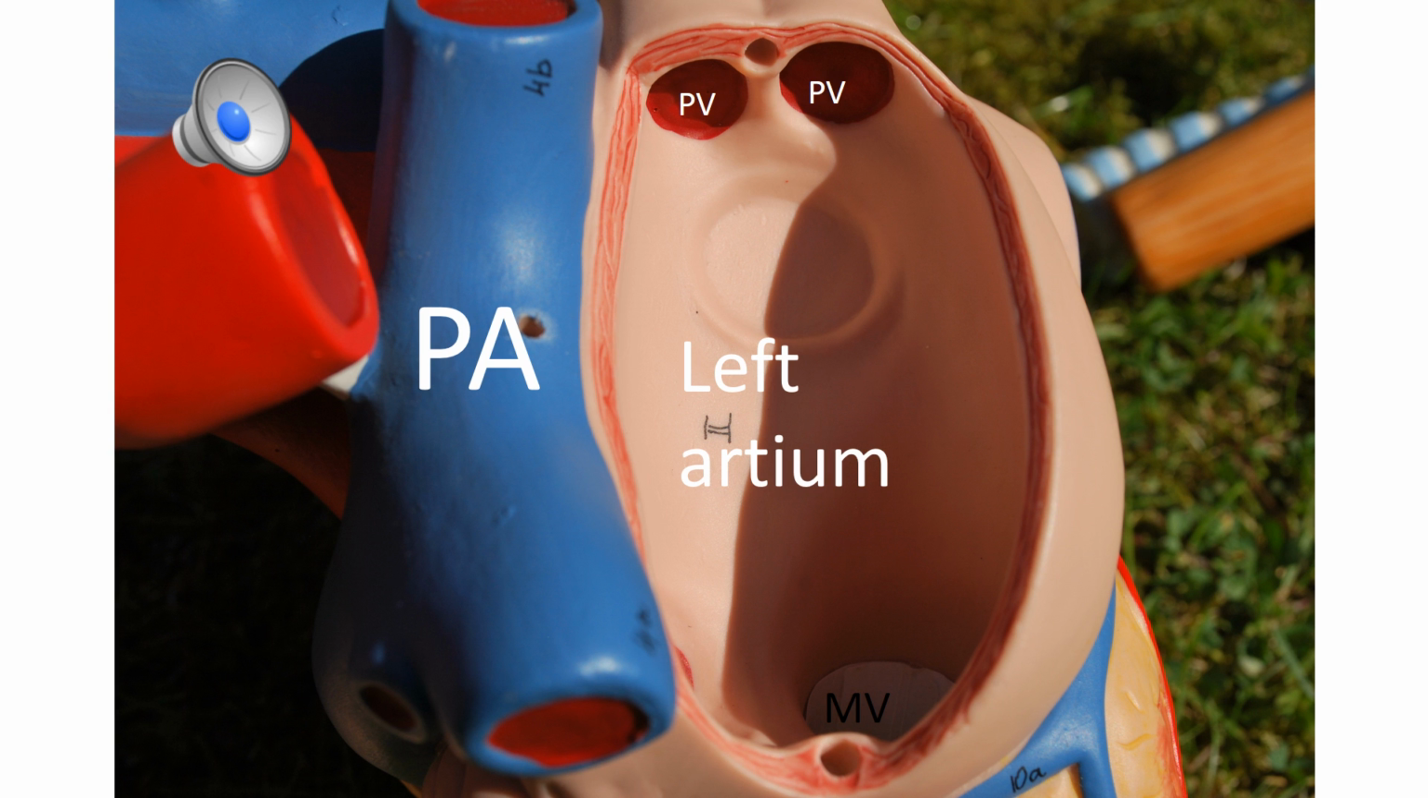Now this view is looking from the top into the left atrium. And we notice that there's 2 pulmonary veins on either side of the left atrium entering into the left atrium. So there's 2 large veins from the right lung and 2 large veins from the left lung that both drain directly into the left atrium. And at the bottom there you can see the mitral valve. So if you put your finger down through there, you would be going into the left ventricle.